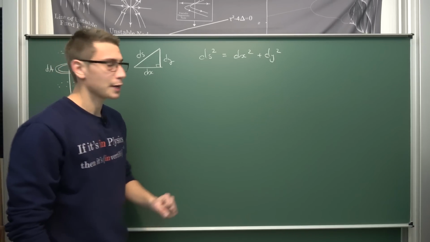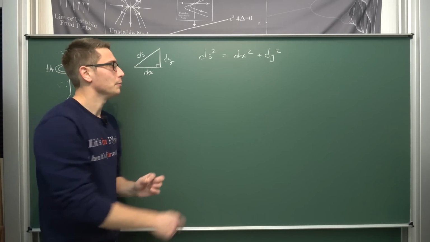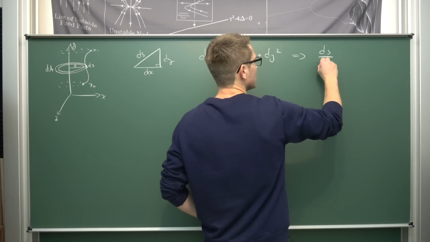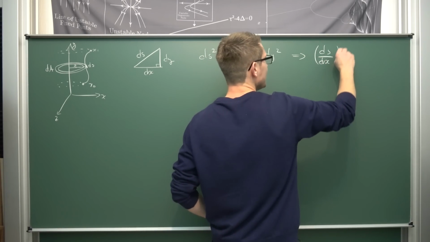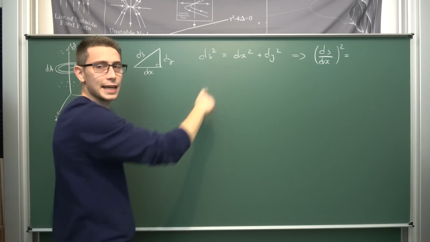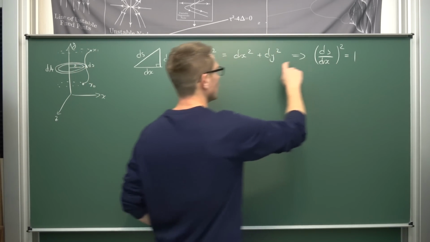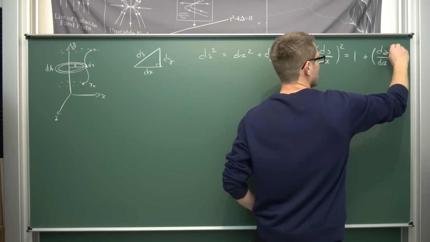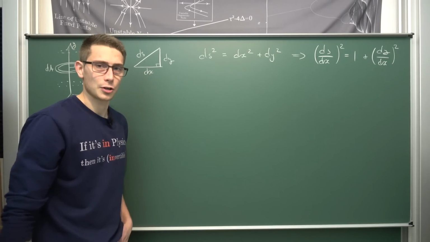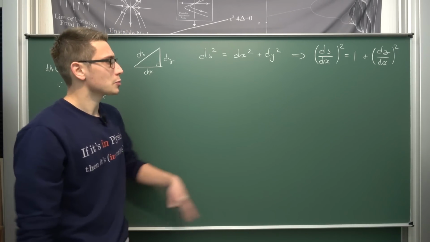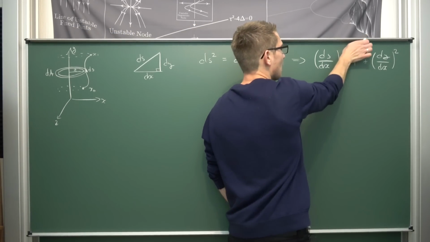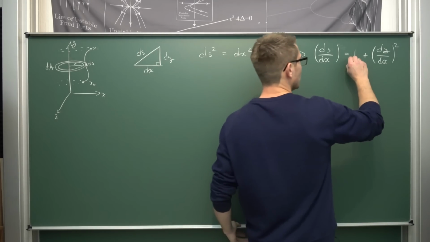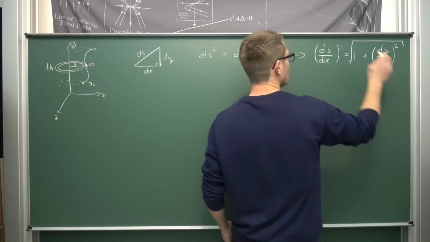Now what we are going to do is divide through the little x element dx squared on both sides, giving us overall that ds differentiated with respect to x squared is going to result in dx squared over dx squared, which cancels out to just 1, plus dy over dx squared. Thus far that's good. Now we are going to take the square root on both sides. Since our ds is a positive length part, it's also going to include the positive root.